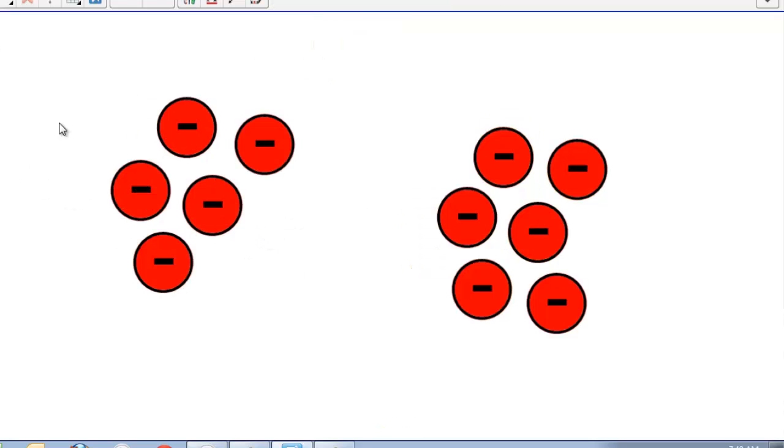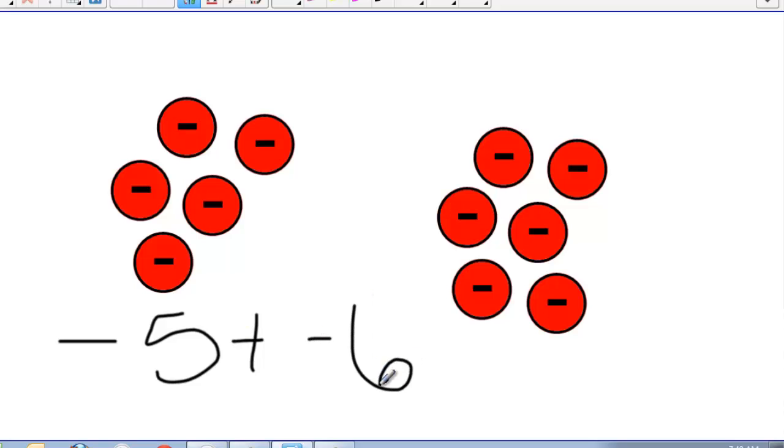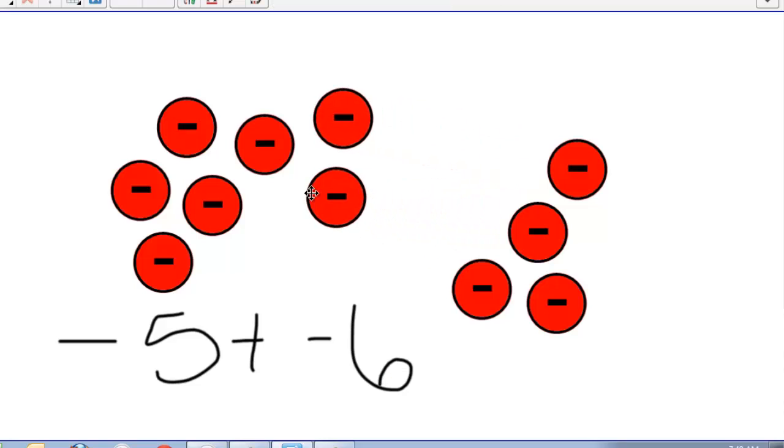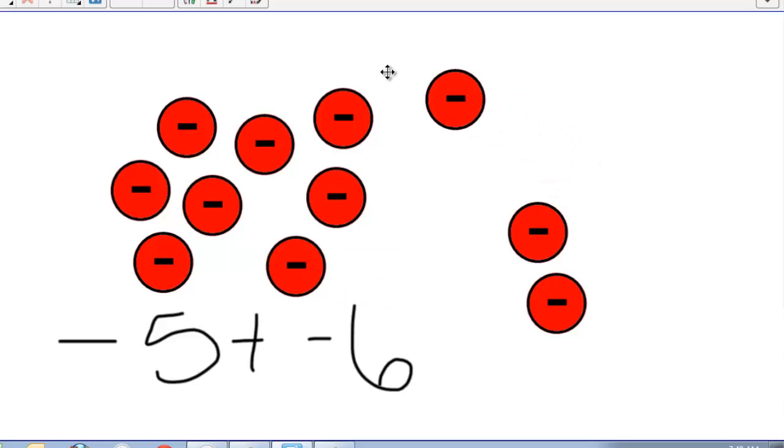So what happens when I add 2 numbers together that have the same sign? For example, if I add 2 negative numbers together, on the left-hand side, I have 5 negatives, so I am adding negative 5 plus, on the right-hand side, 6 negatives. So I'm adding -5 plus -6. Well, if negatives get together, because we're adding, we're putting them together, they don't dislike each other. They're not going to kill each other off. They're just going to have a big old party. So we're just going to move these negatives over here. Everybody's hanging out. Everybody's having a good time.